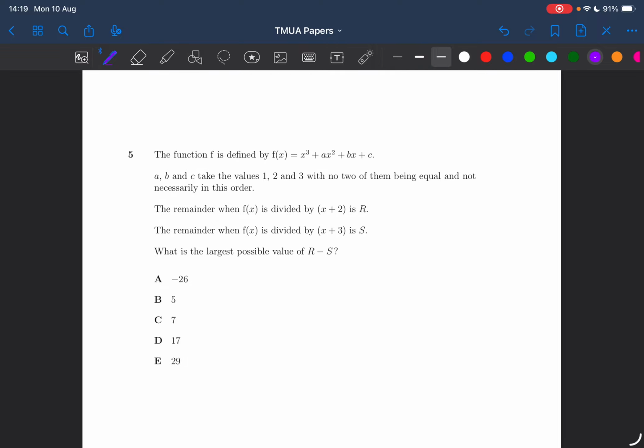We've got some cubic. A, B, and C take the values 1, 2, and 3, with no 2 of them being equal, and not necessarily in that order. The remainder when f is divided by x plus 2 is r, and x plus 3 is going to be s. What's the largest possible value for r minus s?